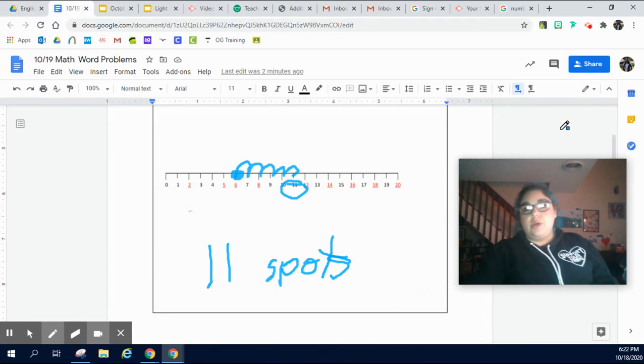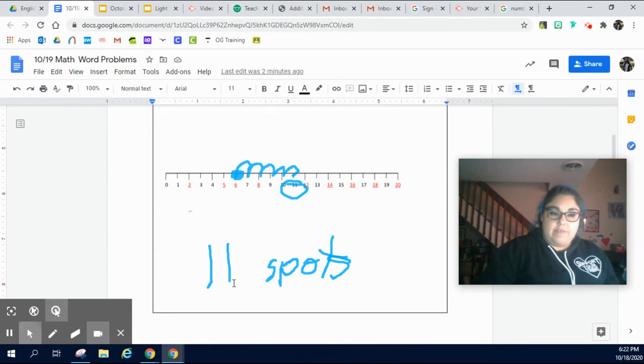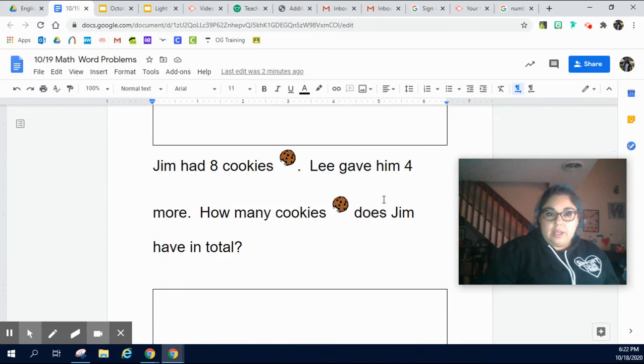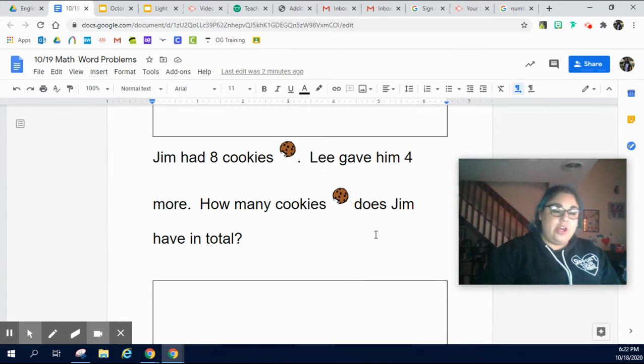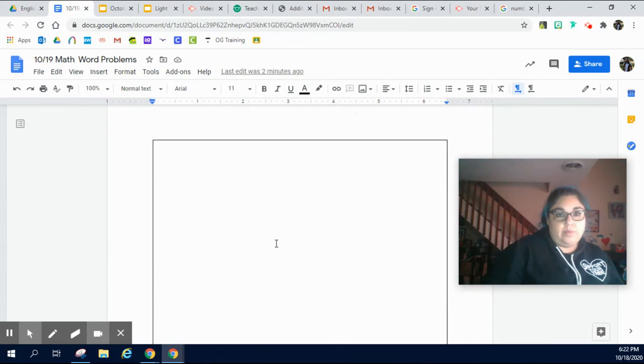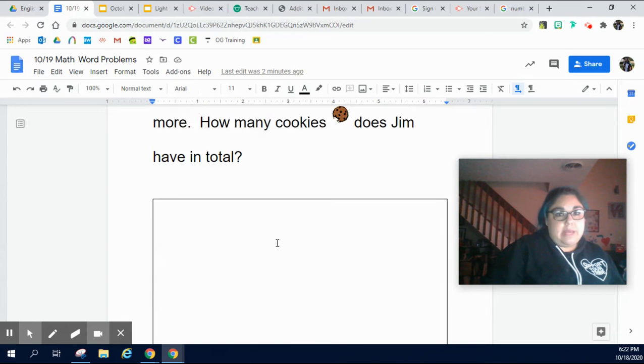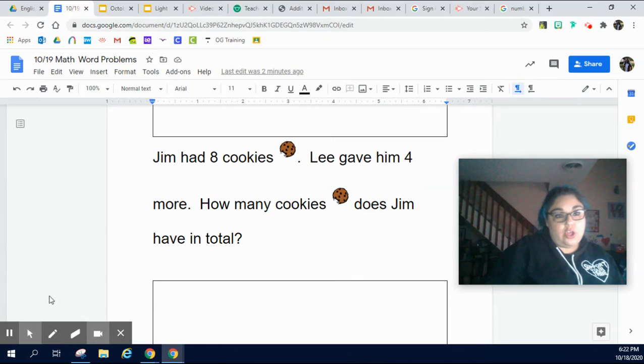Okay. So let's go to the next problem and try to solve that one together. This one says Jim had 8 cookies. We gave him 4 more. How many cookies does Jim have in total? So I did the first step, it was read the problem. The second step is to circle the important numbers. So let's see, what are these important numbers here? Jim had 8 cookies. We gave him 4 more. So I'm circling the important numbers.